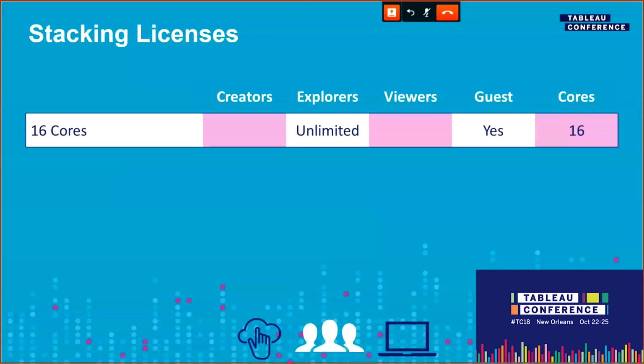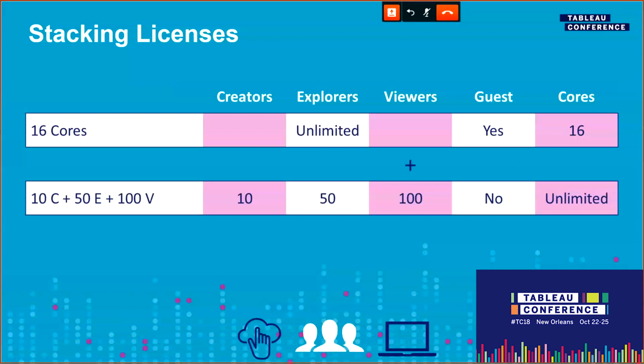Let's start by looking at a 16-core perpetual license. In the new site roles, that gives you unlimited Explorer users. These would have been labeled as interactor users in the past, but we'll continue referring to them as explorers from here on, and you'll also see them as explorers in the user interface if you're using Tableau Server 2018.1 or later, or Tableau Online. This core license also includes the guest user capability, and it limits you to install on no more than 16 cores of hardware.